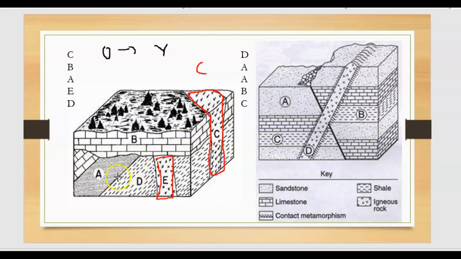Now I have to figure out between A and D which one is older. Now I want you to look at this fault line right here. Okay, so this fault line, if we were to level this off, we can go this way or we can push it up. But either way, if we were to make this horizontal, you would see that D would end up at the bottom of A. So D would be my oldest rock layer.